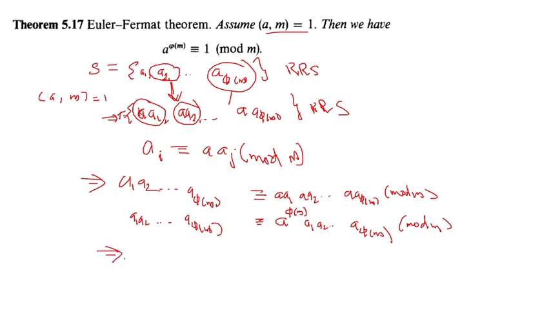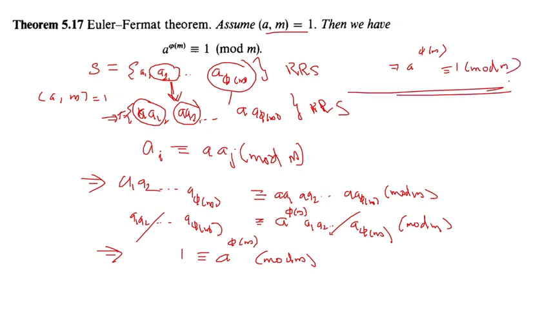Then by a known theorem we can write 1 congruent to a raised to phi of m mod m, because a1, a2, etc., a phi of m are relatively prime to m. Therefore, we can cancel these from the two sides. Therefore, 1 is congruent to a raised to phi of m mod m. That means a raised to phi of m is congruent to 1 mod m. This is the Euler-Fermat theorem. Hence the proof.